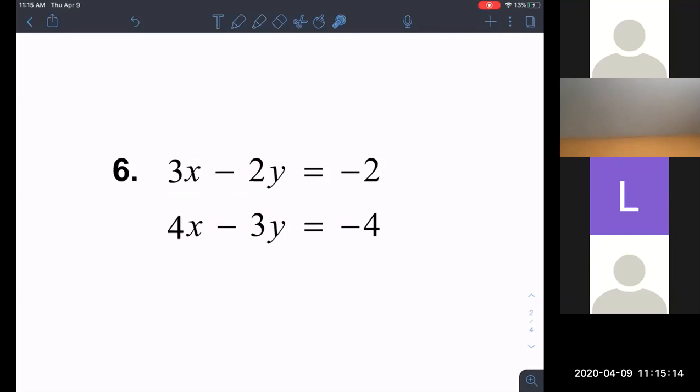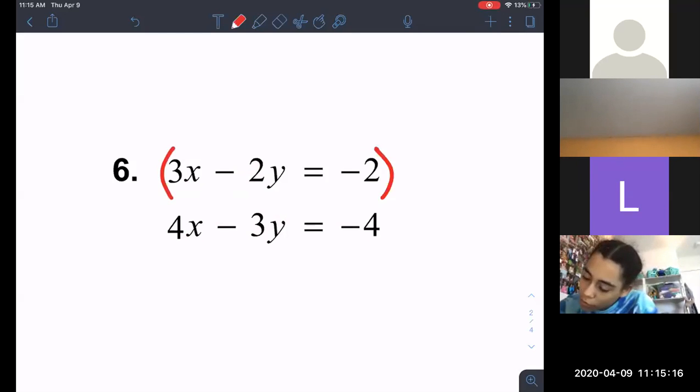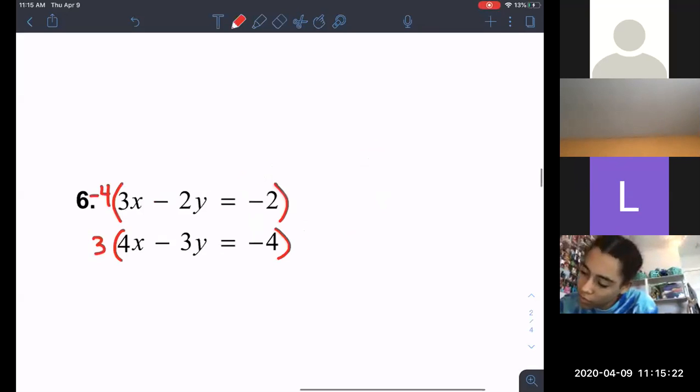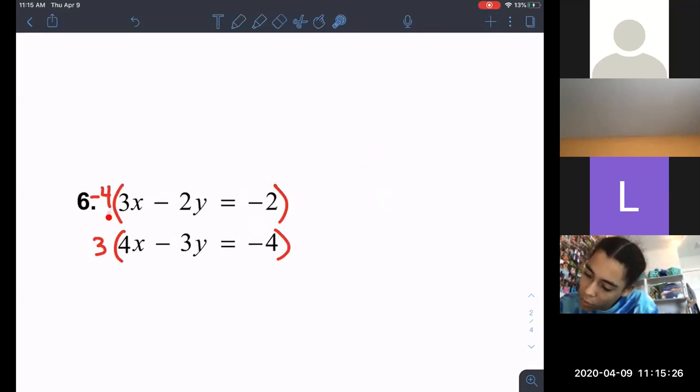So what we're going to do is multiply this top equation by -4, and we're going to multiply the bottom equation by +3. That's going to give me a -12x here and a +12x here, and then when we add the equations together, the x's will cancel.